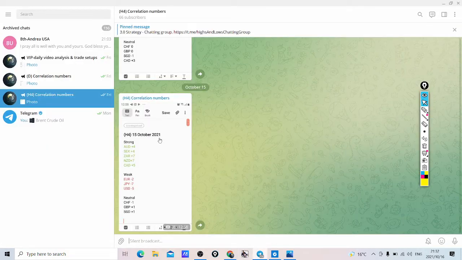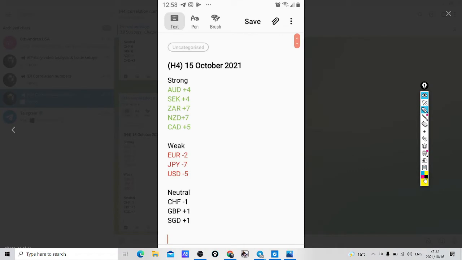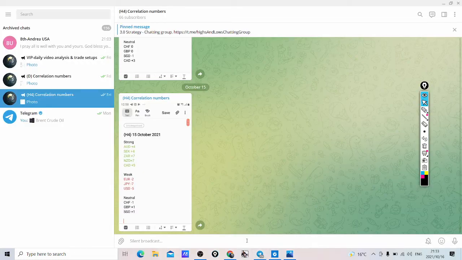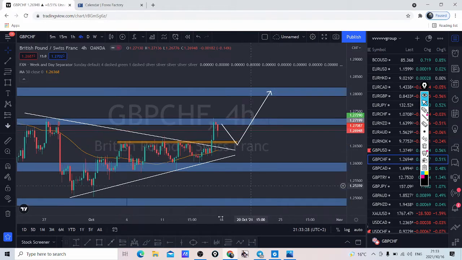Why? Here are the reasons, guys. Remember, GBP is flat, and the Swiss franc is also flat. What is going to happen if you are pairing a neutral currency with another neutral currency? The market is going to be choppy. It's going to make a range. So stay away from those types of setups.